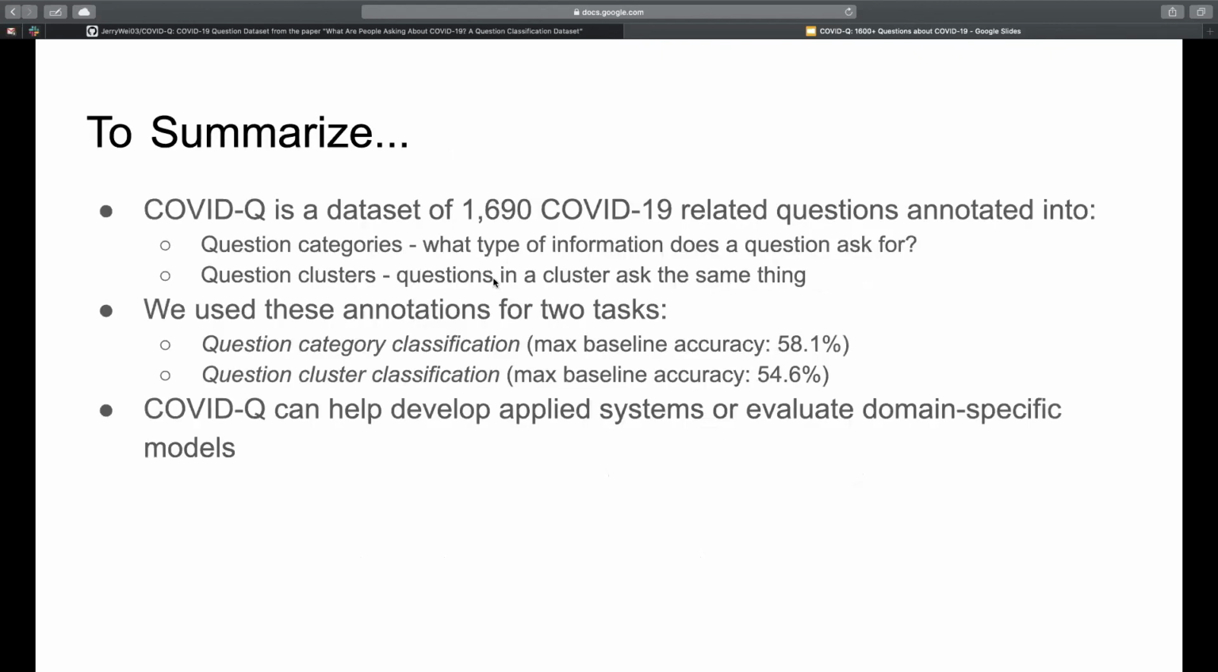So to summarize, we've presented COVID-Q, which is a dataset of 1,690 questions about COVID-19. And we've annotated these questions into first question categories, which is what type of information a question asks for, and also question clusters, where questions in a cluster must ask the same thing. We use these annotations for 2 tasks. The question category classification task, where our max baseline accuracy was 58.1%, and also question cluster classification, where our max baseline accuracy was 54.6%. And we hope that COVID-Q can help develop applied systems or evaluate domain-specific models.